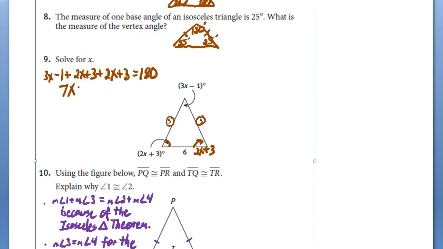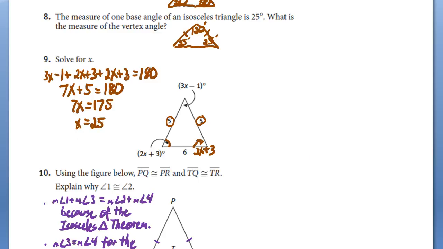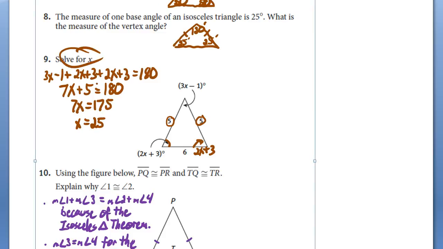-1 plus 3 is 5, and that's equal to 180. Therefore, 7x is equal to 175. And then dividing by 7, 7 into 17 twice with 3 left over, 7 into 35, 5 times. X equals 25. We were asked to solve for x, so we have it.